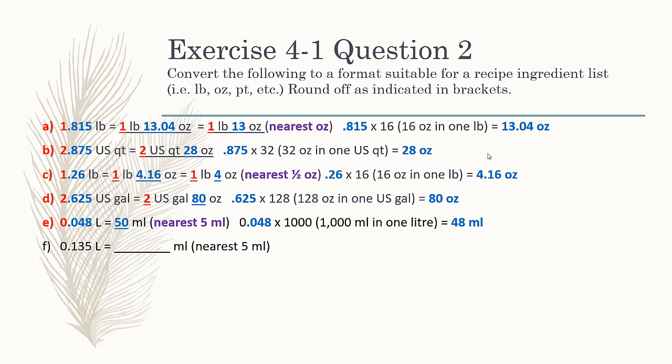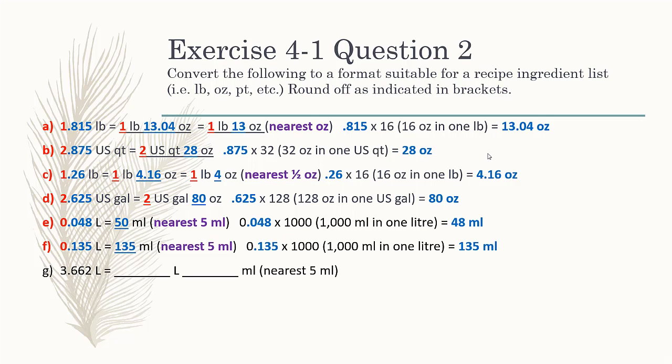Next question, we're going to take 0.135 liters, and we're going to convert that to milliliters and round it off to the nearest 5 milliliters, just like we did above. Again, there is no whole liter here, so we don't have to worry about that. We simply multiply 0.135 by 1,000, the amount of milliliters in a liter, and we get 135 milliliters. Oh my goodness, aren't we lucky? It's rounded to the nearest 5 milliliters. We're done. We can move on. If only everything in life was this simple.